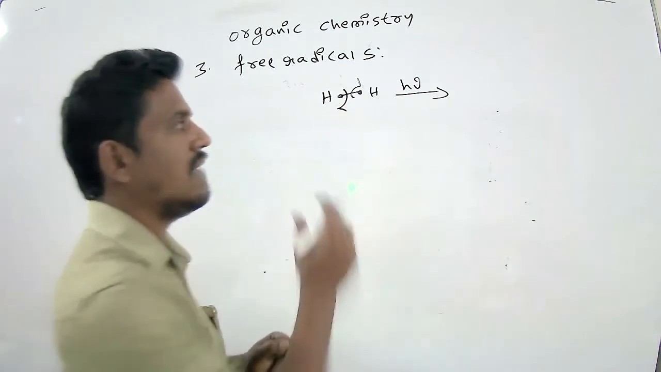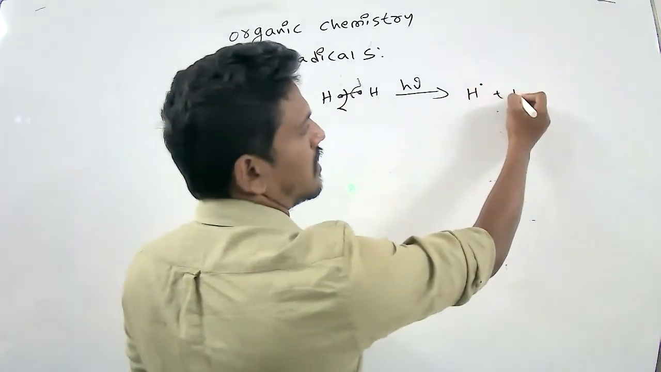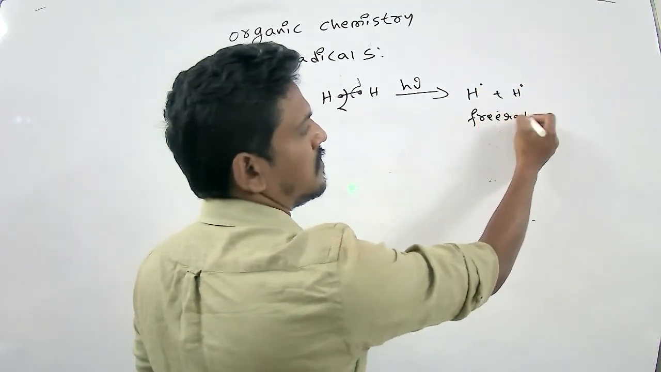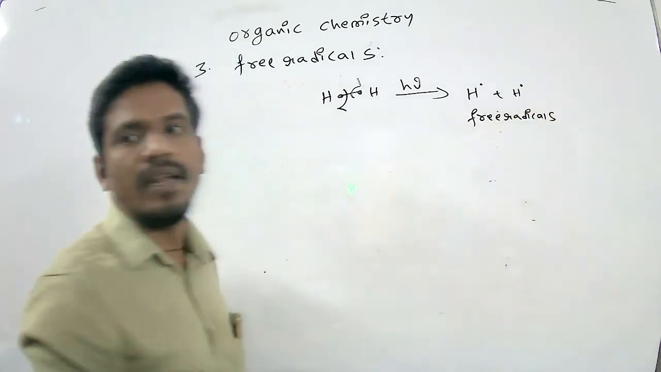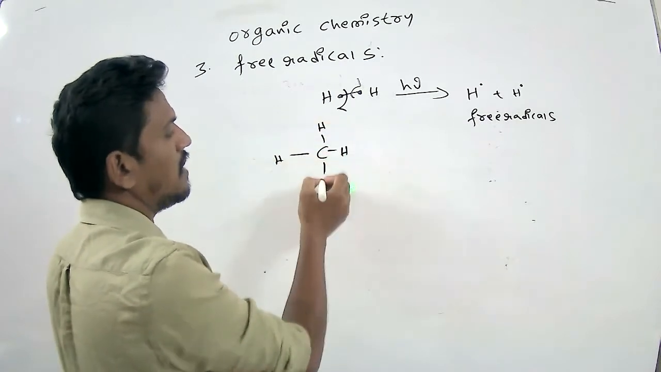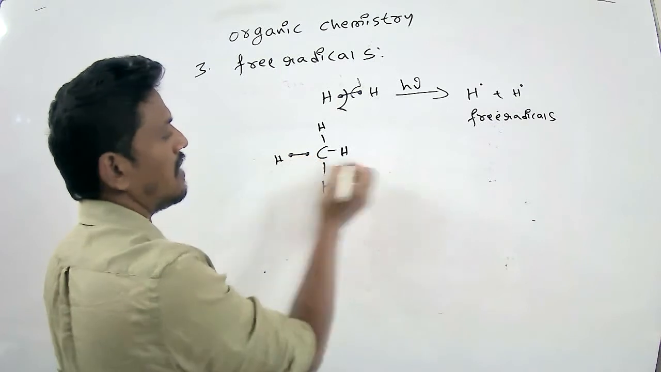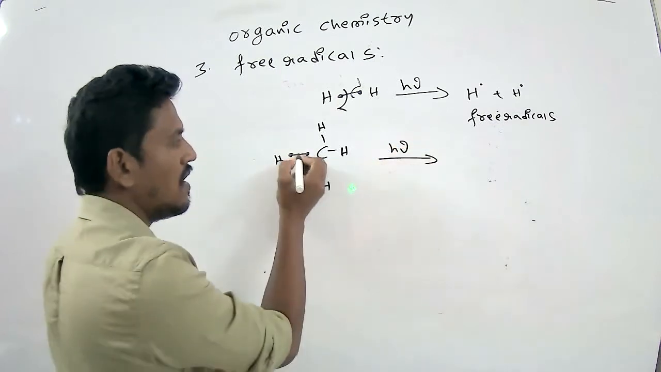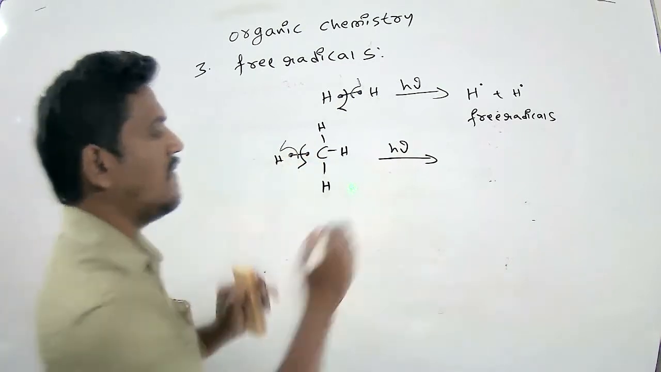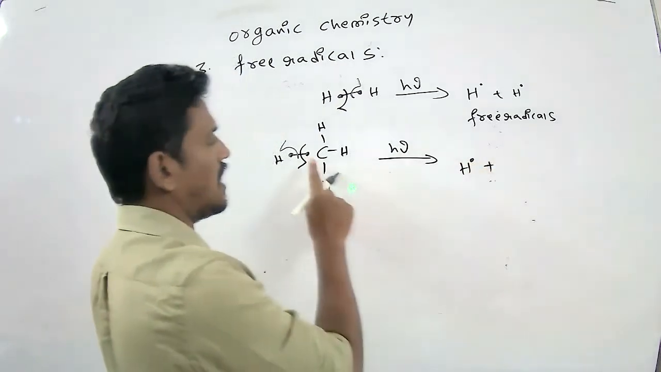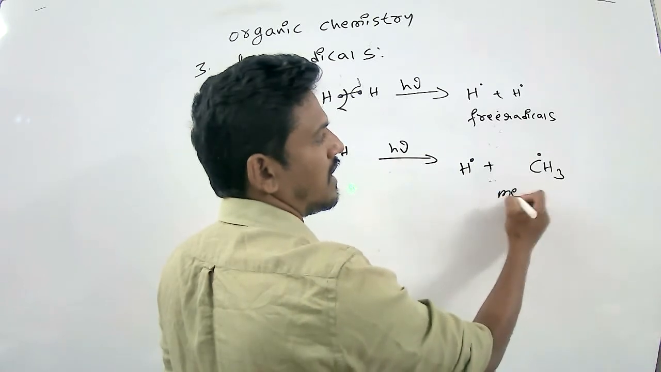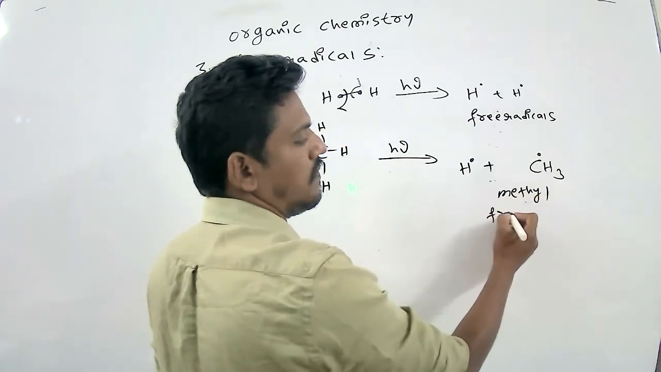Because of this equal cleavage, each element gets one electron. Odd electron species like this are called free radicals. In a similar manner, carbon can undergo free radical cleavage. If carbon is attached to only hydrogens, in the presence of sunlight one of the C-H bonds can undergo homolytic cleavage like this. One hydrogen gets one electron and the carbon gets one electron. This is a free radical called the methyl free radical.